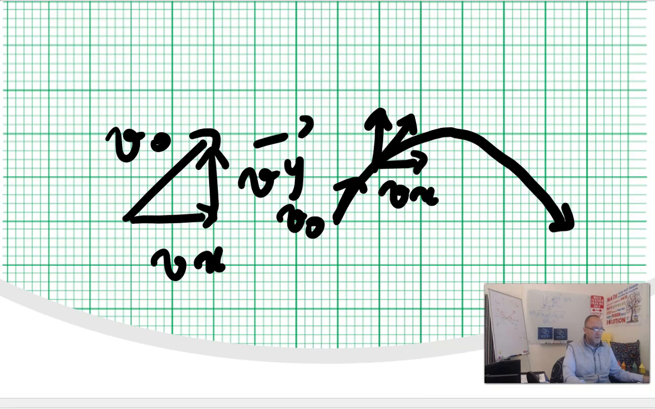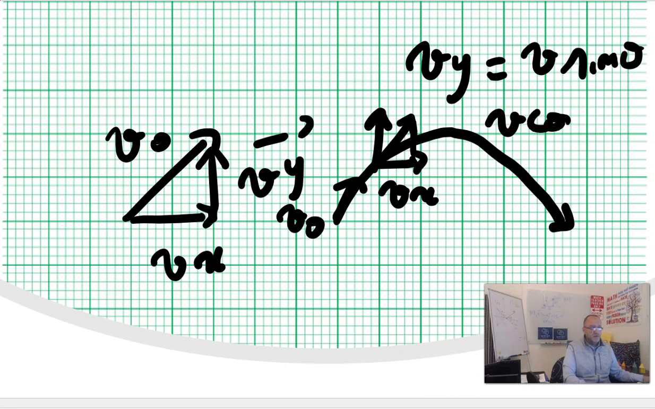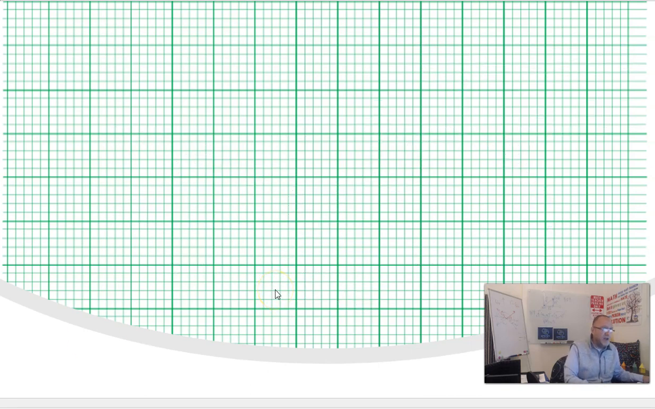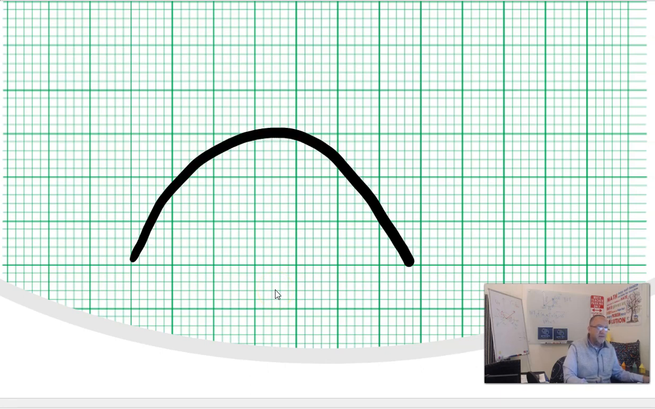That's all I wanted to tell you. This is your Vy, of course. It's the projection of Vy. So Vy becomes V times sine theta. And Vx is V times cosine theta. Vx equals V times cosine theta. Why am I telling you all that? I'm telling you all that just for you to imagine how everything is linked together.